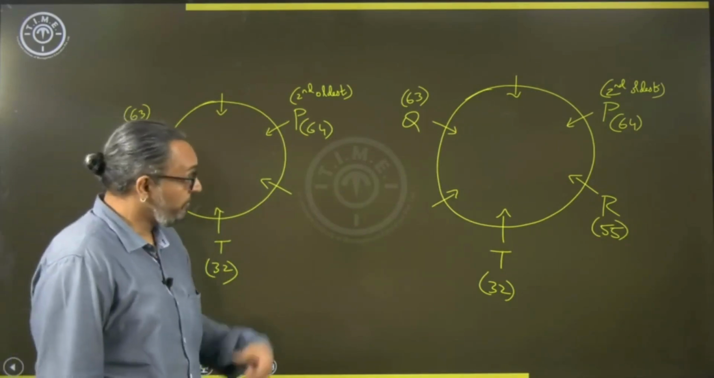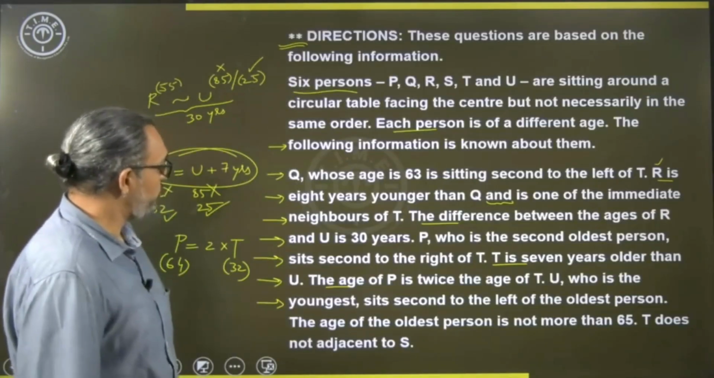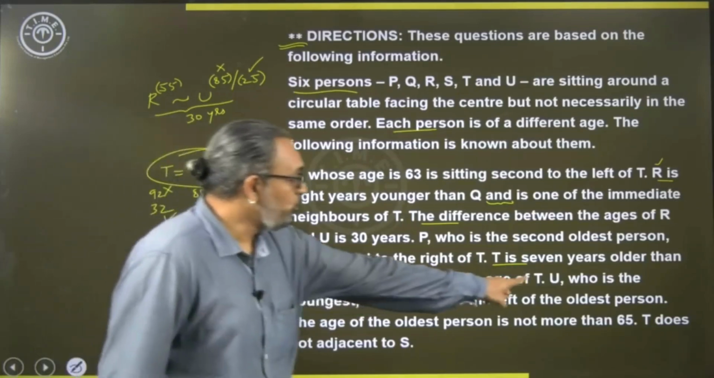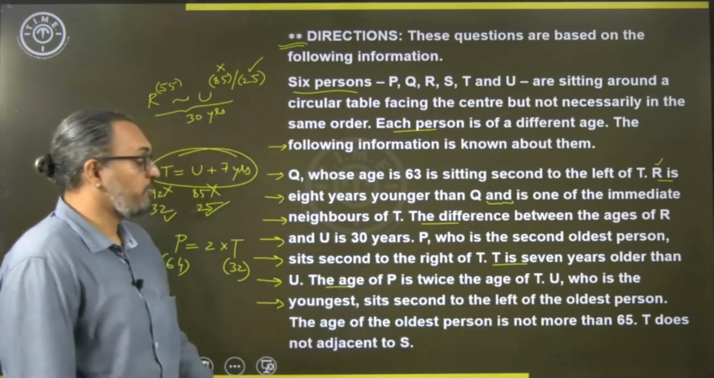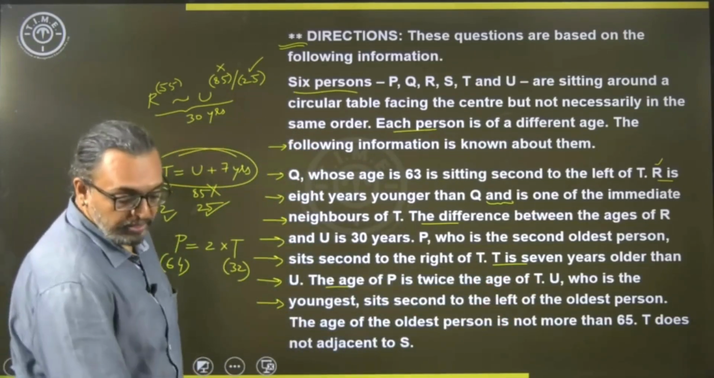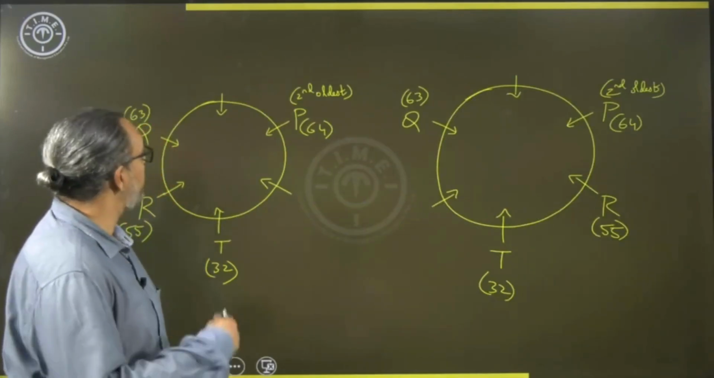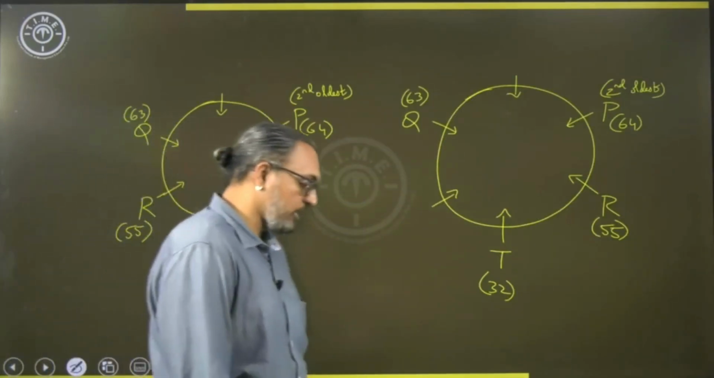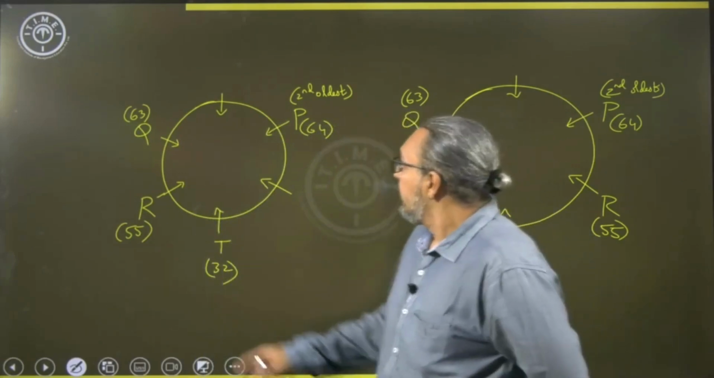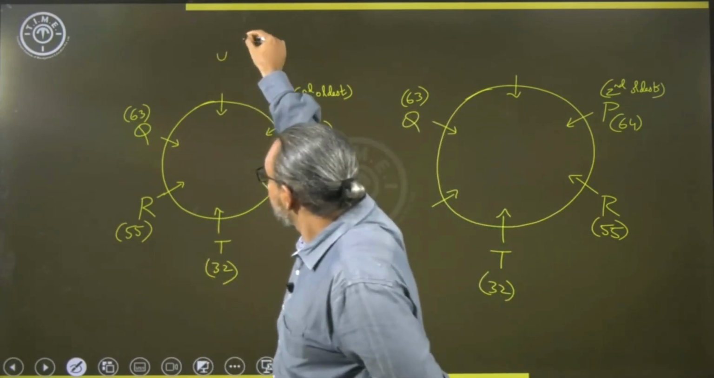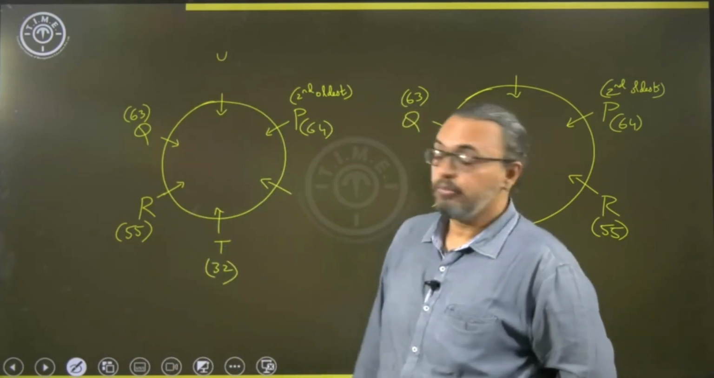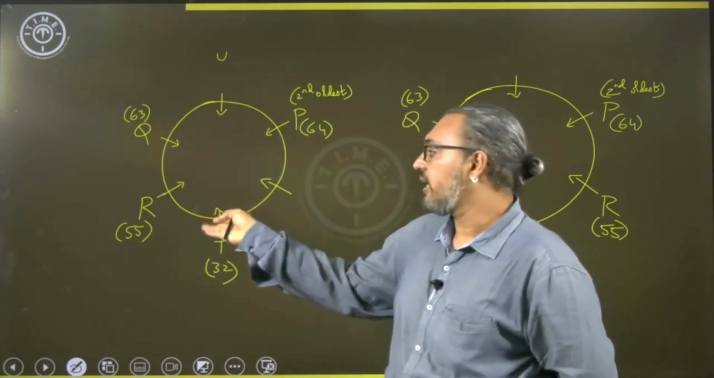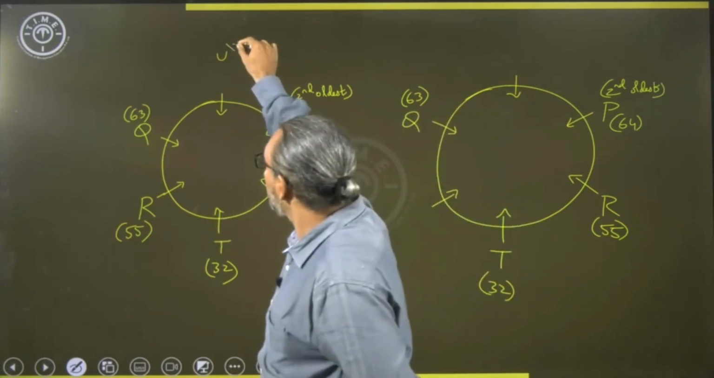Okay. Now, what else we have? Yes, U, who is the youngest, sits second to the left of the oldest person. So, U, the youngest person, is second to the left of the oldest person. Now, check here. If I give U here, then U is second to the left of R, and R is not the oldest person, because P is the second oldest, so R cannot be the oldest. So, U cannot be given here.